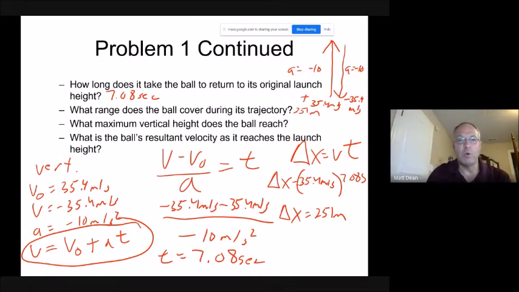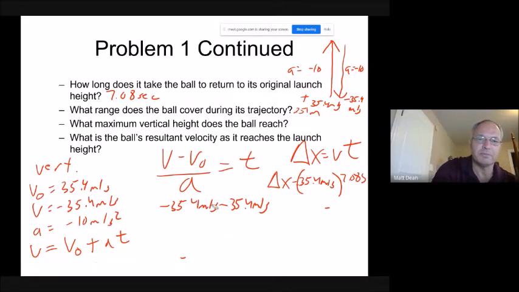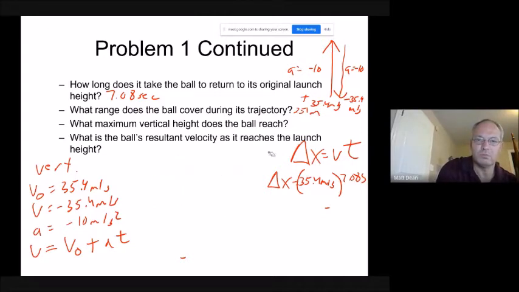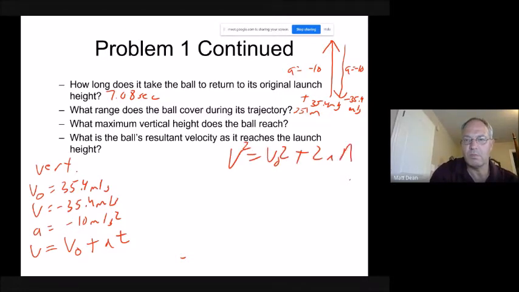All right, next we're looking for what maximum vertical height the ball reaches. There's several kinematic equations we could use to work this out. I'm going to make some space to do it. Maybe the easiest way is to use this one, and like I said, there's other ones you could use as well. This is final velocity squared equals initial velocity squared plus 2a delta y, in this case because we're going vertical.